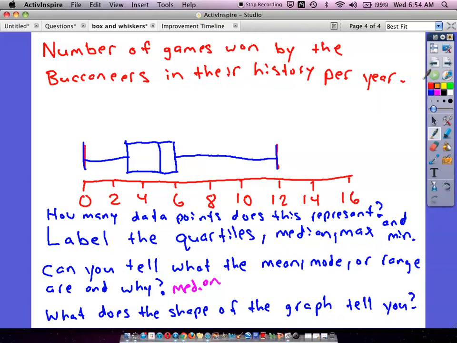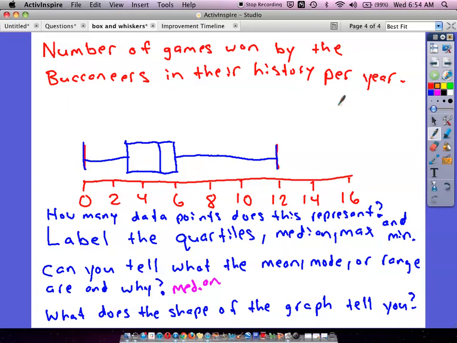For the first question, how many data points does this represent? I looked back specifically, but the Buccaneers were an expansion team in the late 70s. So if you go late 70s to 80s to 90s to 2000s, that's 30 some years they've been around. So that means this graph represents 30 some years.